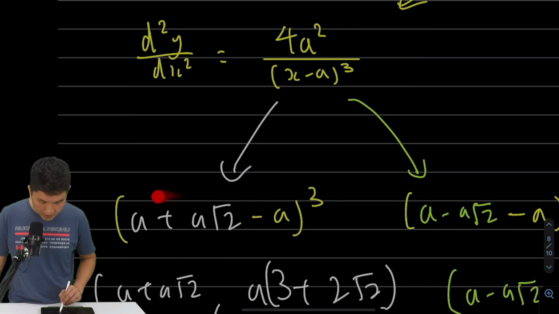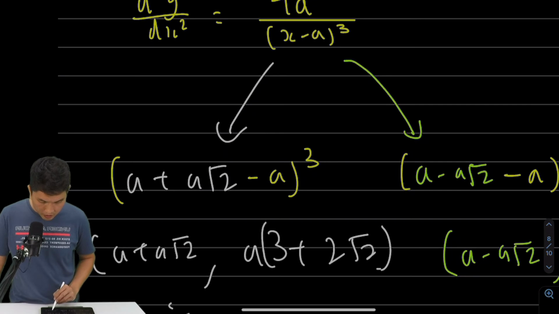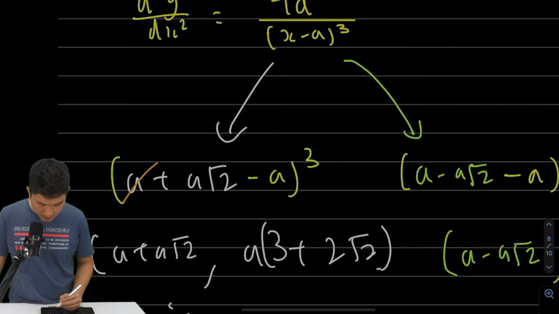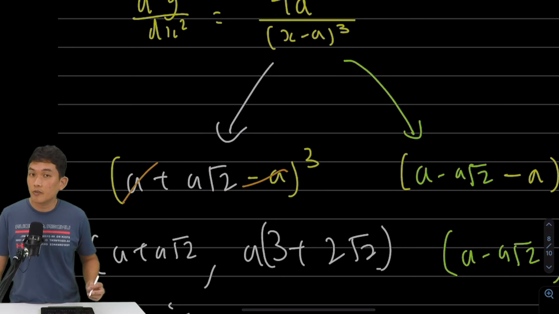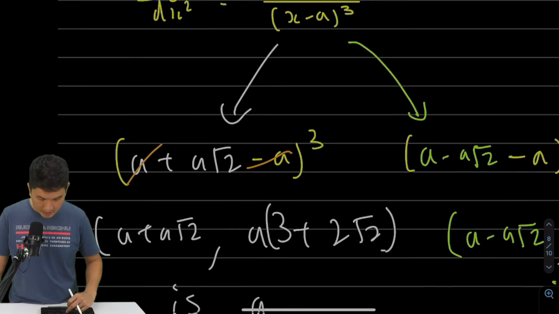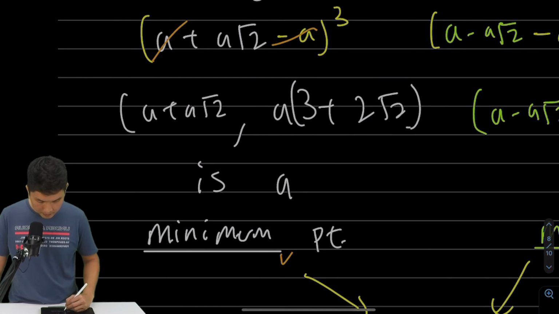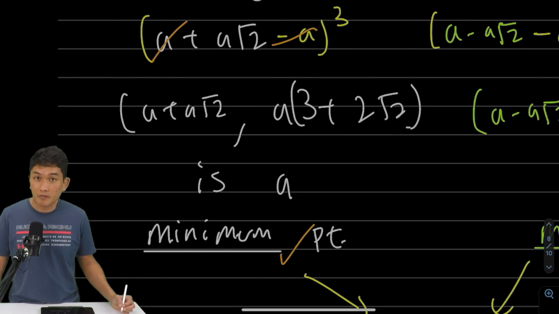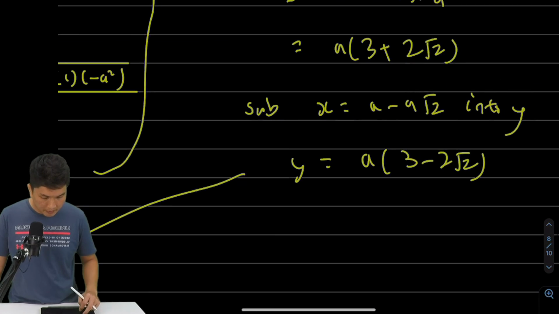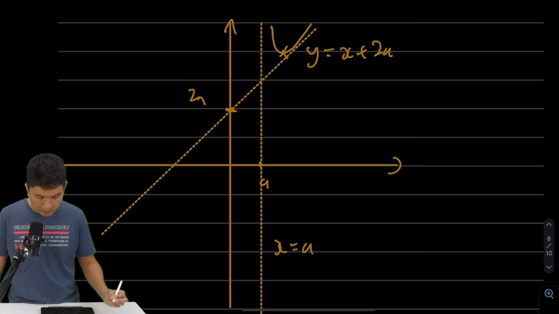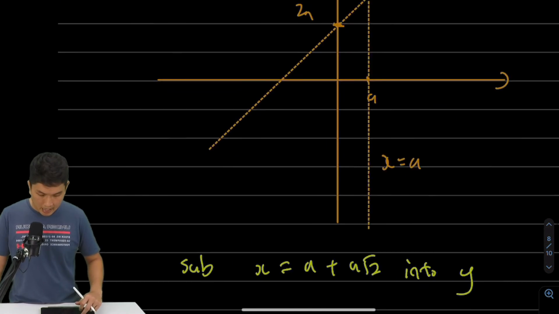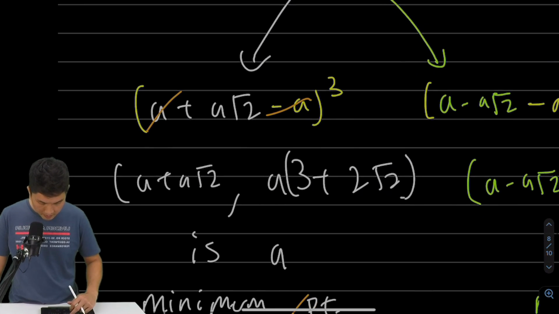When I substitute the positive value of x, what I'm going to get is this. This cancels with this. Then it will be the cube root of just this term here. And that is positive. If d squared y dx squared is positive, that means this is a minimum point. Yeah, this will give me a minimum point, as we have suspected earlier on. But now I've done this algebraically. Yes, it's a minimum point.